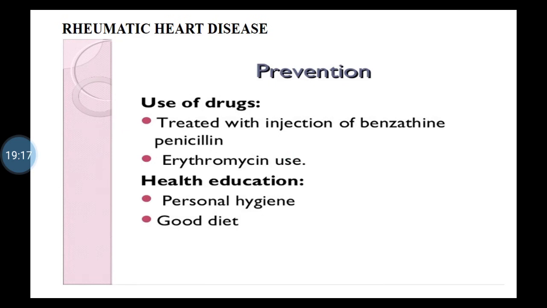Now, prevention is use of drugs. The treatment with injection of benzathine penicillin can be given. Erythromycin is also a useful drug in rheumatic heart disease. Then the cases of sore throat in children must be given penicillin. Then mass screening of children should be done in the schools.